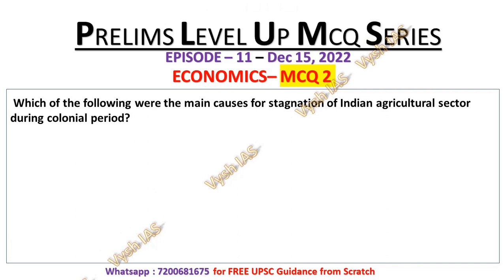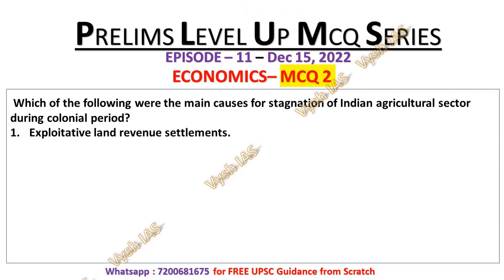Which of the following were the main causes for stagnation of the Indian agricultural sector during the colonial period? It means, what are the reasons behind the stagnation of the Indian agriculture sector during the colonial period? These types of questions are basically taken from the NCERT. So try to answer the question.